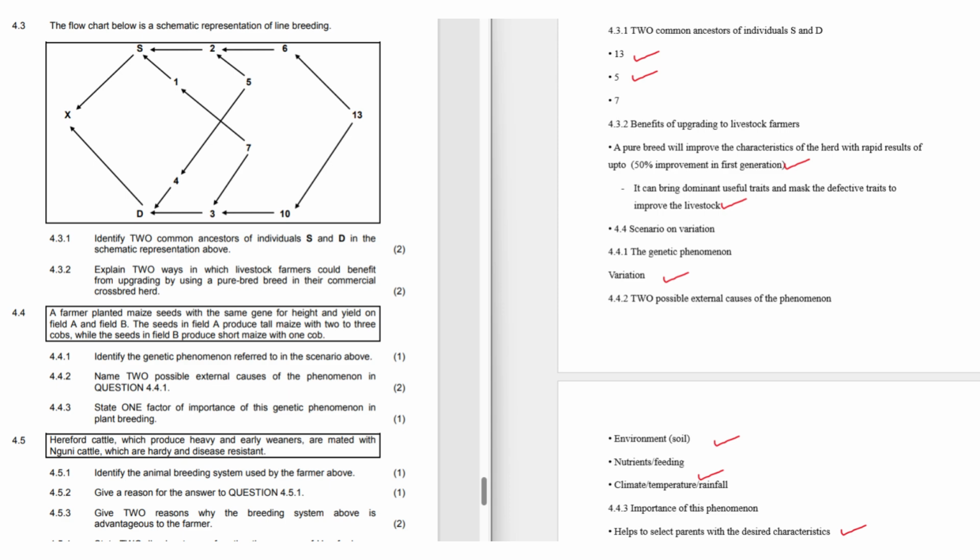So 13 here is the grandparent that gave rise to 6, 2, and the letter S was born. Okay, then the letter S was born. Then another grandparent is 5. Yes, 5 is a grandparent that gave rise to 4. See the arrow that goes to 4, from 5 to 4. Okay, the grandparent that gave rise to 4, then the letter D was born.